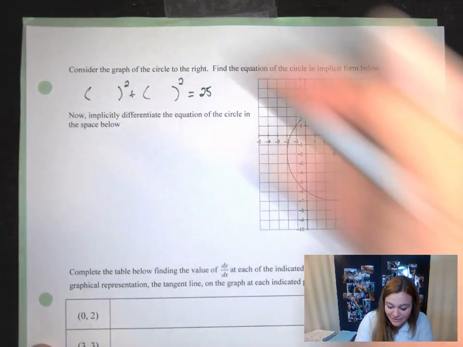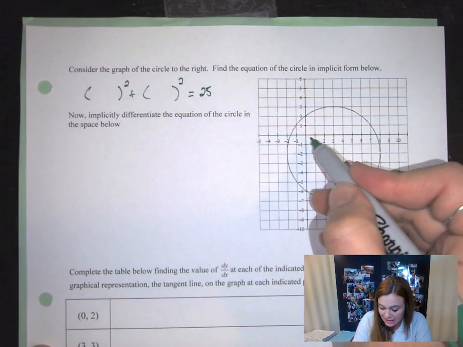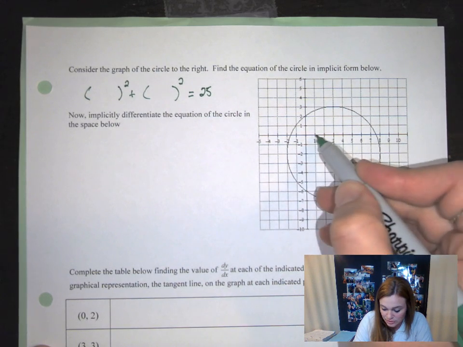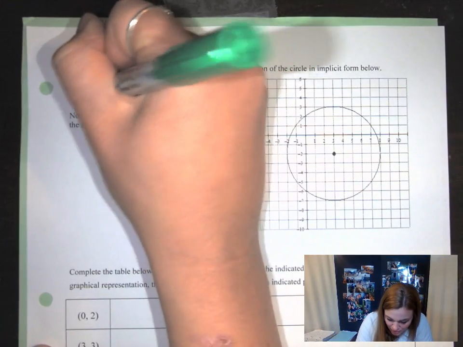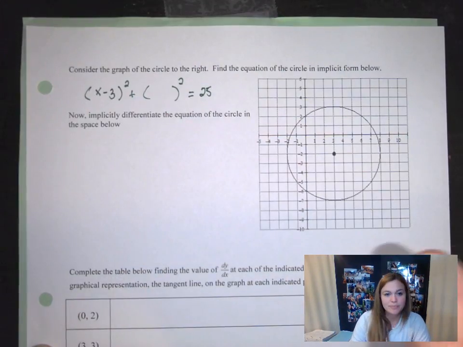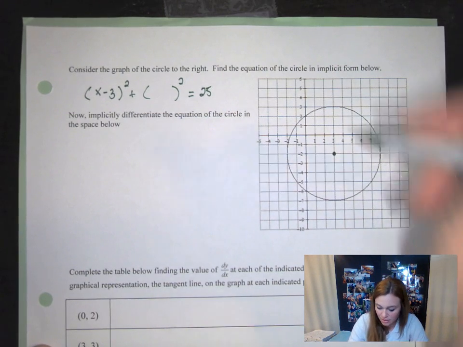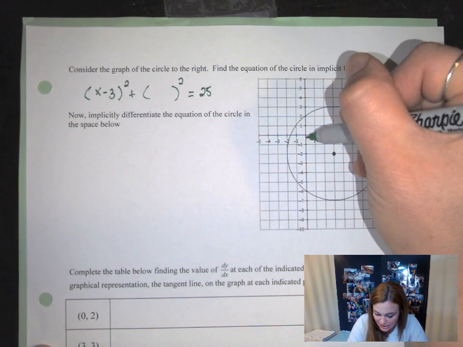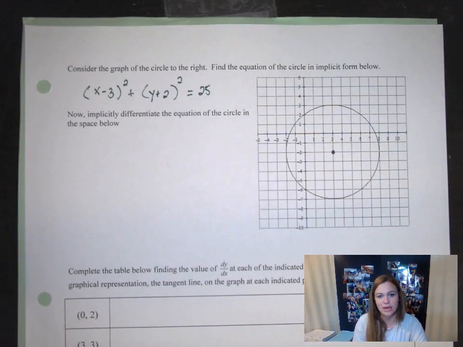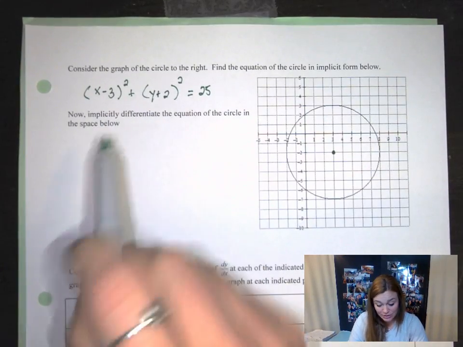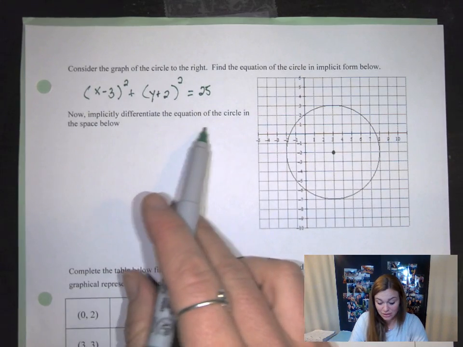Over here, instead of it just being x squared, because I can see that the center of the circle from the origin was moved 1, 2, 3 places to the right. This is one of those, if you remember, that you have to go the opposite, x minus 3 squared. From the origin, I can see that I go down 2. So you should have y plus 2 squared. And again, if you don't know this, it's okay. What you do not have to do, it says now implicitly differentiate the equation of the circle.